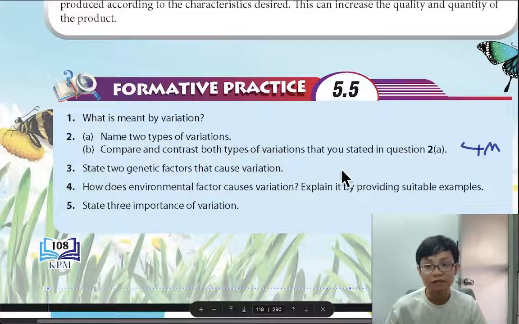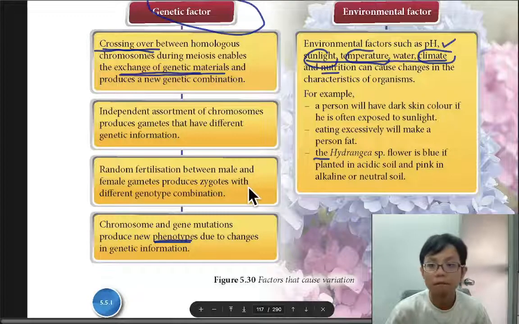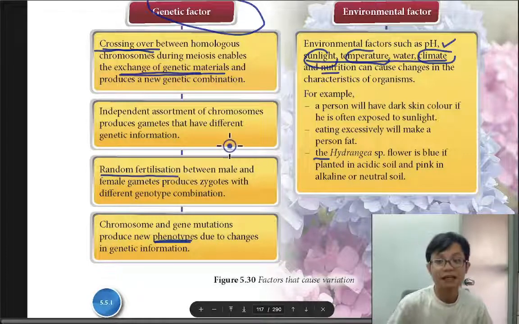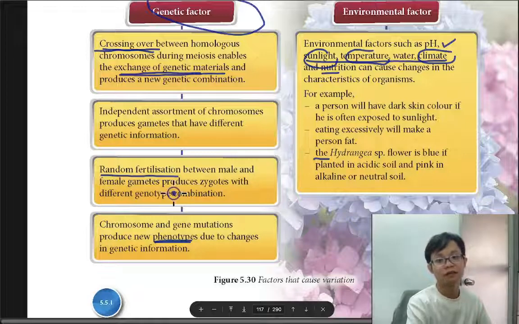State 2 genetic factors that cause variation. What are the 2 genetic factors that cause variation? Mutation produces new phenotypes. Yeah, okay, chromosome and gene mutation. So it's up to you, lah. For me, if I want to say, I will say random fertilization. Okay, random fertilization between male and female gametes.